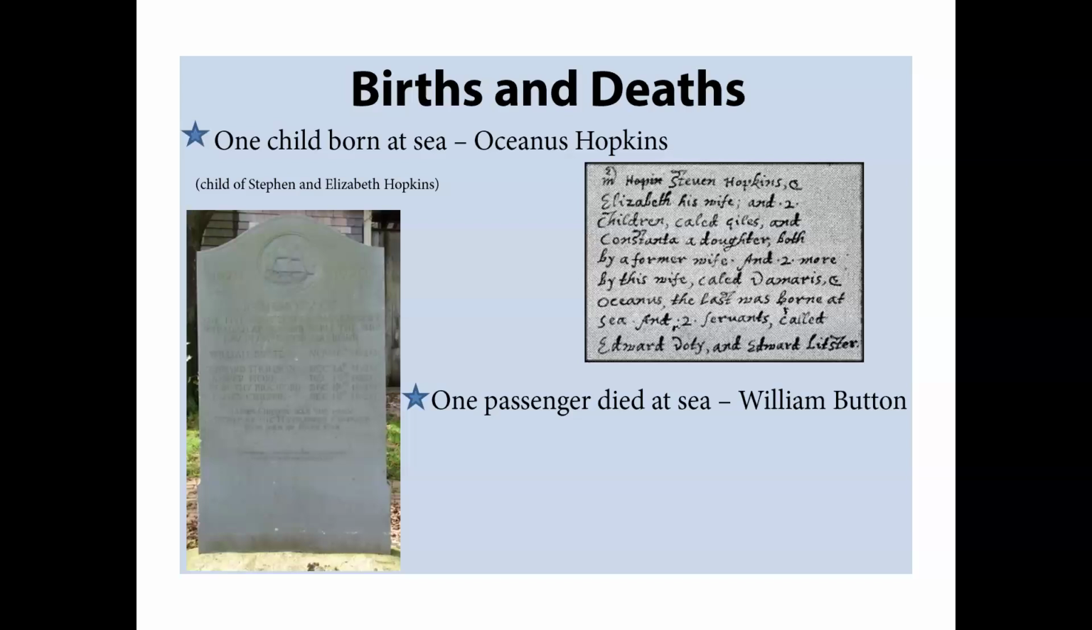And there were even different births and deaths. Like I mentioned, there were 102 that had departed and 102 that arrived. Well, there was one passenger that died at sea, William Button. This is actually his gravestone that commemorates his death. And there was one child, Oceanus Hopkins, that was born, listed here. He was the child of Stephen Hopkins and his wife Elizabeth, and his name Oceanus is very much an homage to the ocean that they came over on.